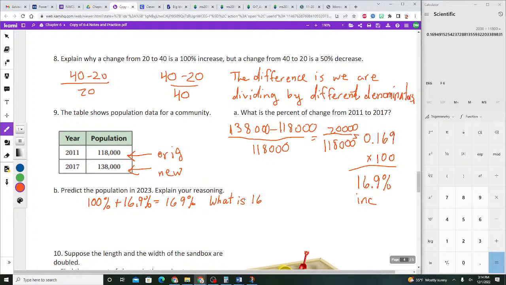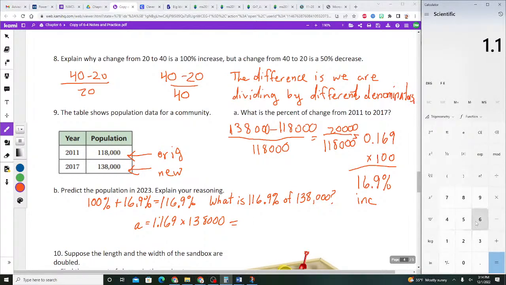And we want to know what is 116.9% of 138,000? So here we go. I'm going to use the equation method. So A equals 1.169 times 138,000.